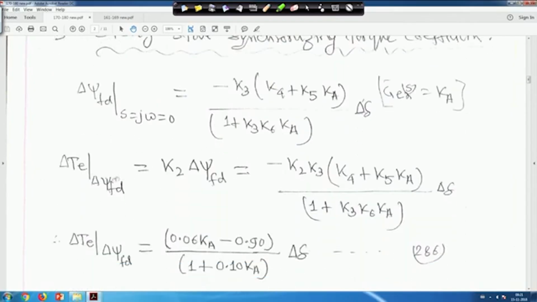Now, therefore, the component of delta Te due to delta psi Fd, because in that block two terms are there: delta Te is equal to K2 delta psi Fd plus K1 delta δ. We are considering only that component due to delta psi Fd. So delta Te due to delta psi Fd is equal to K2 into delta psi Fd. So, multiply by K2 this delta psi Fd for ω equal to 0. So it will be minus K2 K3 in bracket K4 plus K5 Ka divided by 1 plus K3 K6 Ka into delta δ, right.